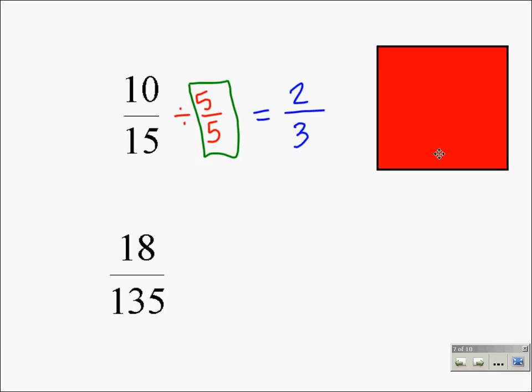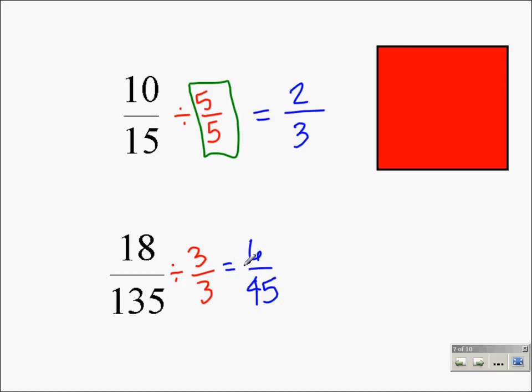Let's take a look at another fraction here, 18 over 135. Now, they're both not even. They don't end in 5 or 0. So let's check the 3 rule. 1 plus 8 is 9. 1 plus 3 plus 5 is also 9, and 3 goes into both of those numbers. So let's divide it by 3 over 3. When we go to simplify that, 18 divided by 3 is 6. And 135 divided by 3 is 45.